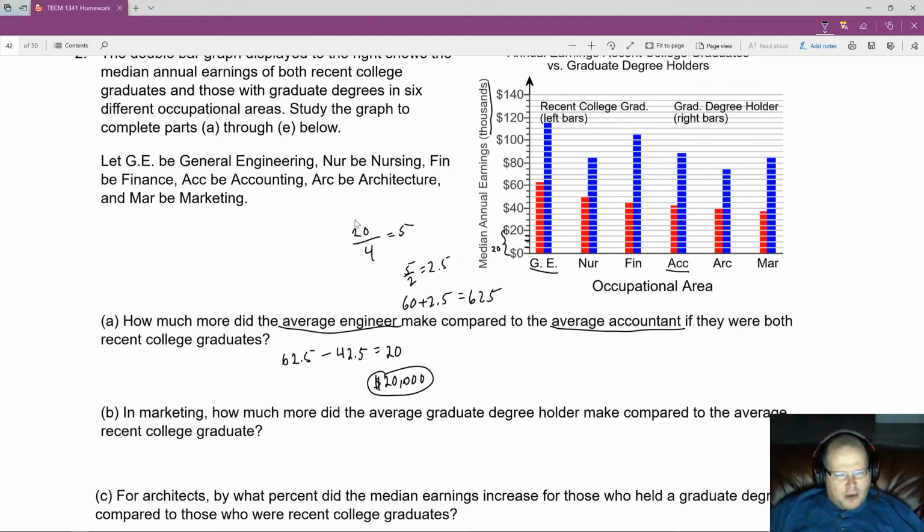Now, in marketing, how much more did the average graduate degree holder make compared to the average recent college graduate? Okay, so we're looking at marketing first of all. Then they say average graduate, and then they want average recent college graduate, right? So we go to marketing. There's marketing right here. And we're going to look at this one, and then we're going to compare it to this one. Okay, so how much is the blue one, the one on the right? That's the graduate. So we're going to go up here, look across on this little line, all the way across. It looks like it's 80 and some change.